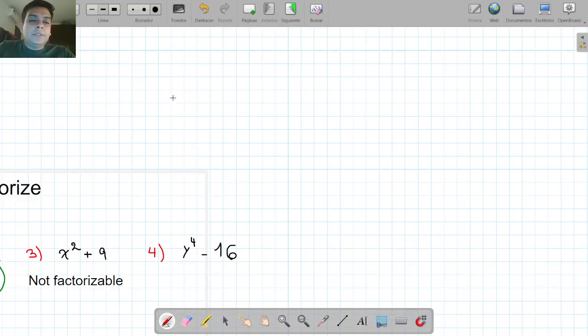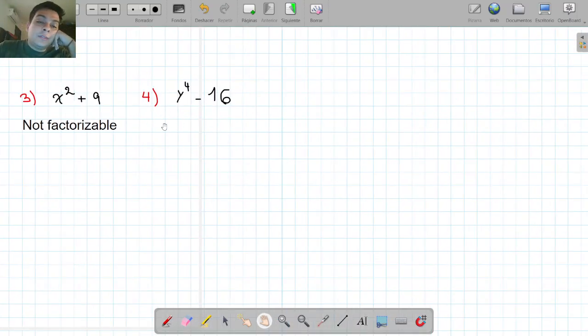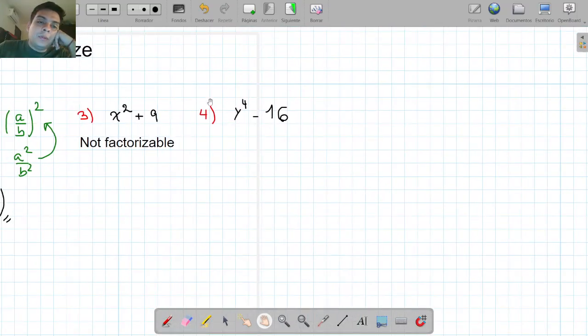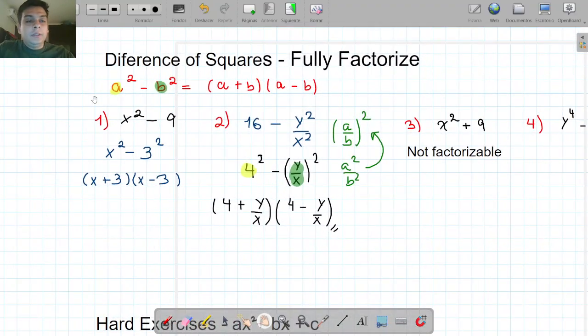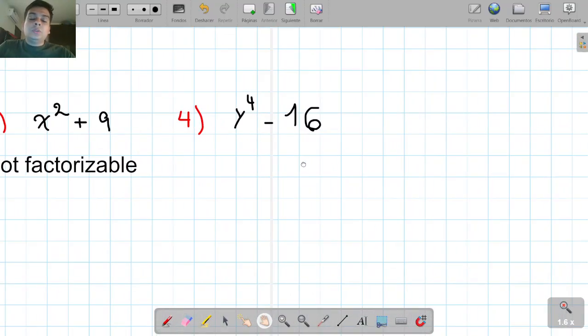Well, let's remember a little bit of the properties of exponents. Y to the power of 4 is not something squared. You take a look here, it's something squared, but here we don't have something squared. So what we have to do before we start this is to write something squared, but it has to be the same as this. In this case, we are going to take the same exponent, but we are going to divide it by 2.